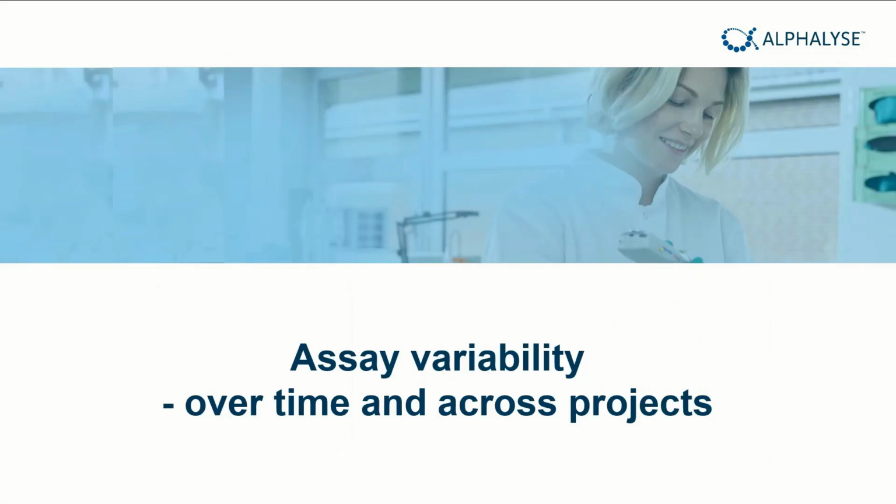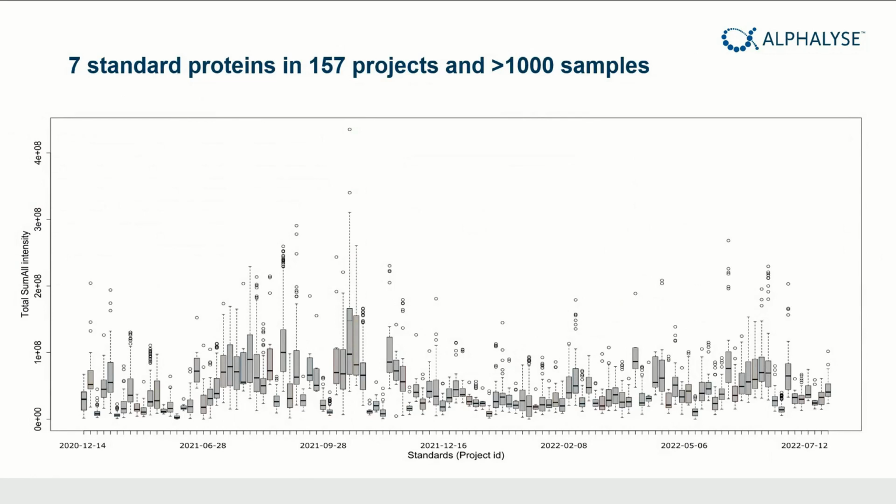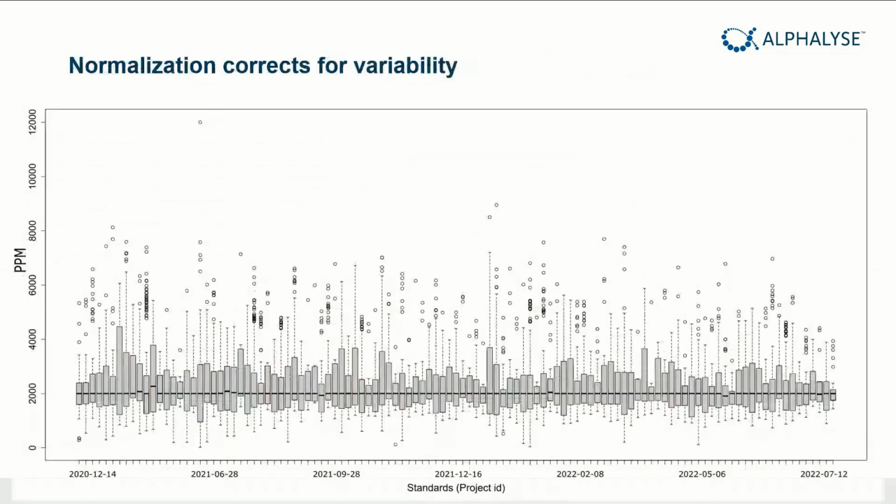So if we look at how this assay performs over time, here we have looked at more than 150 different projects over 2 years, how the 7 standard performs. We look at the total sum of all signal. You can see high variability. But when we normalize against the median response curve, you see that they all line up very nicely to the same line. So we remove a lot of this variability from sample to sample. There are still some outliers, and then you can go and investigate why this is an outlier.